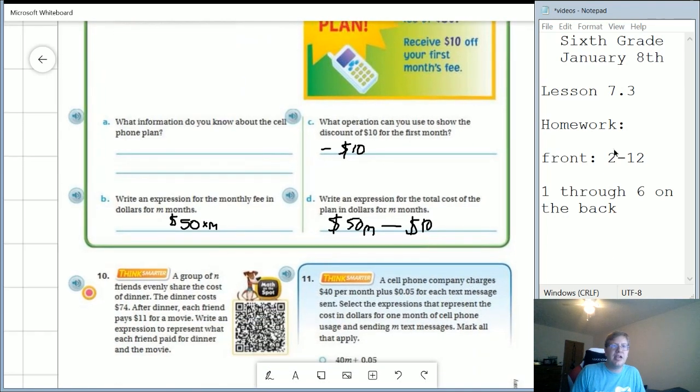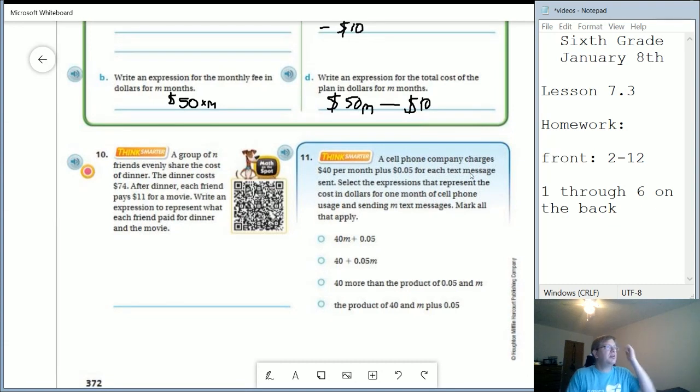And then let's look at number 11. A cell phone company charges $40 per month plus 5 cents for each text message sent. We want the options that show the cost for 1 month of cell phone usage and sending M text messages. So we want to figure out where the M should be attached to. Should it be attached to the 40? Should it be attached to the M? Or should we do something different with that? So think about that for a moment. And when you're ready, go ahead and hit play.